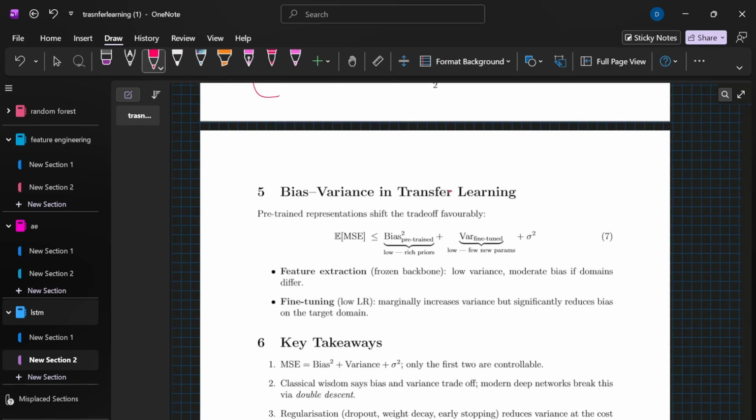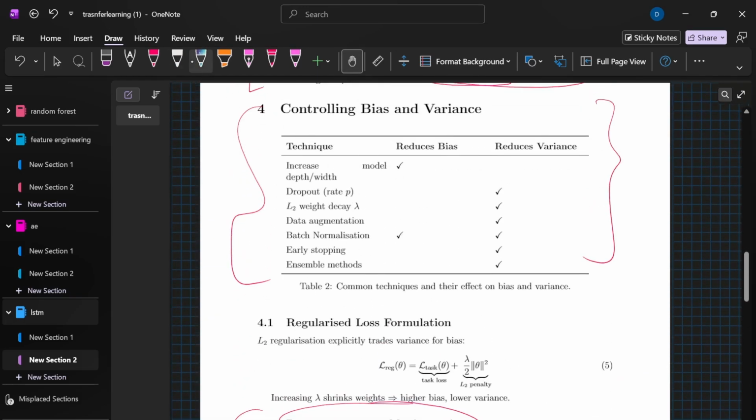Then we have the L2 weight decay. You add a penalty to your loss function that pushes weights towards zero. Bigger lambda means smaller weights, which means higher bias but lower variance. It's a knob you can turn. Then we have data augmentation. More diverse training data means that your model doesn't overfit to a specific pattern, and it reduces the variance.